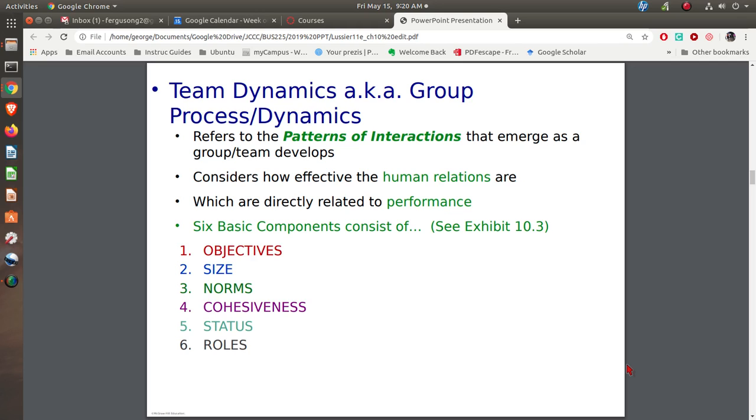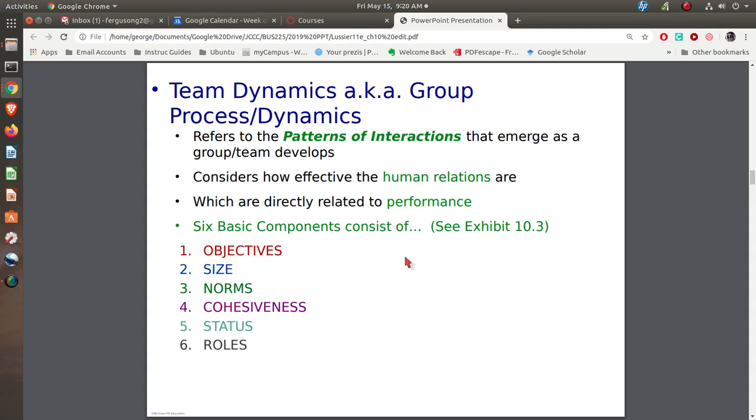You have team dynamics. Now, dynamics is basically those patterns of interactions. In other words, you can step back and look and see what's actually happening within that team. Who's talking to whom? How are they approaching the problem? How are they handling some of the conflict? These are all things that go into the dynamics and what happens with that team.